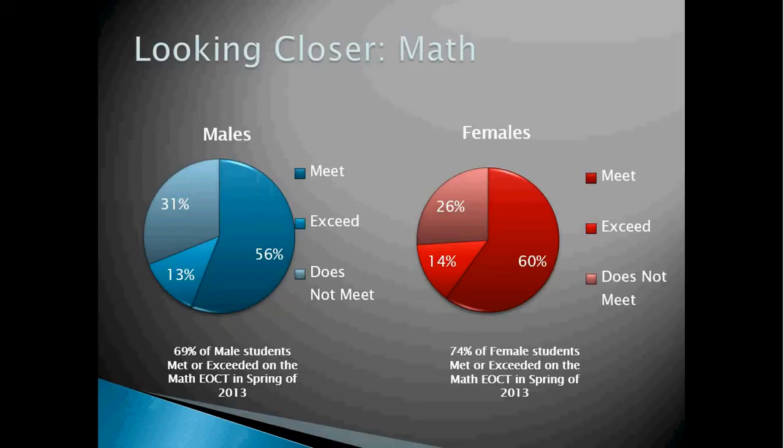So let's look at the EOCT for mathematics. Let's break it down into some groups here. So let's look at males and females. If you look at males and females, we had a larger percentage of females meet or exceed the EOCT in mathematics than males. And this is just looking at 2013. So I just thought that was interesting.